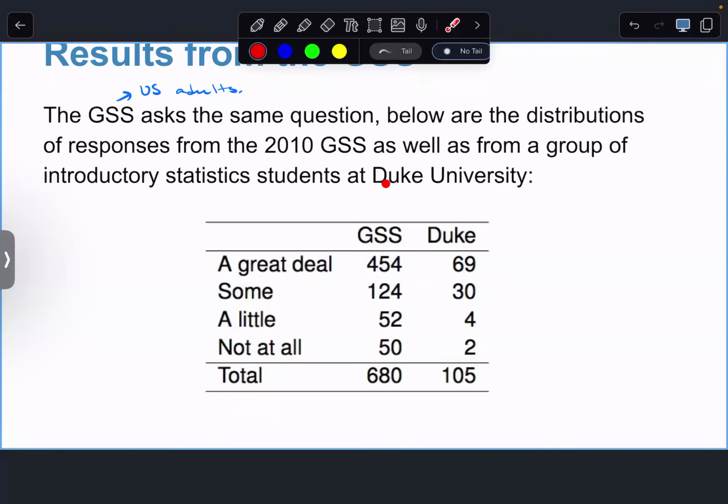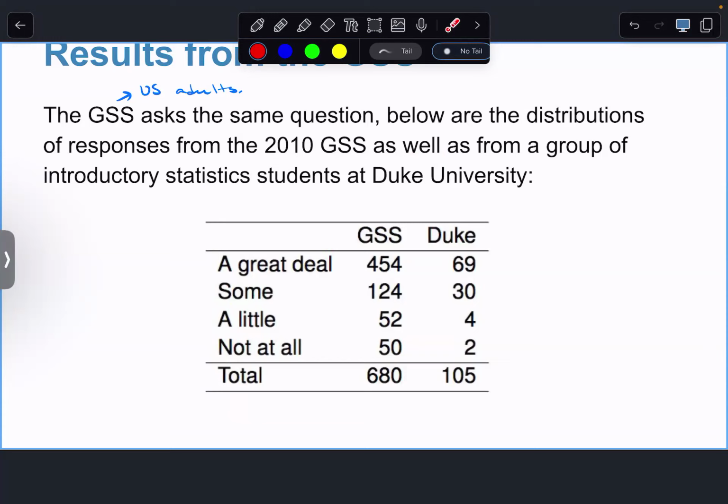one of the authors of the textbook teaches at Duke University, so a lot of the examples are around Duke University. How cute, right? And so she did this survey presumably with a group of introductory stats students at Duke University, and here are the results.